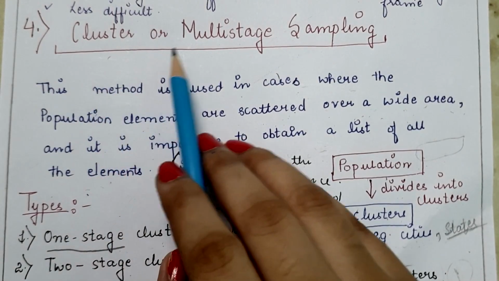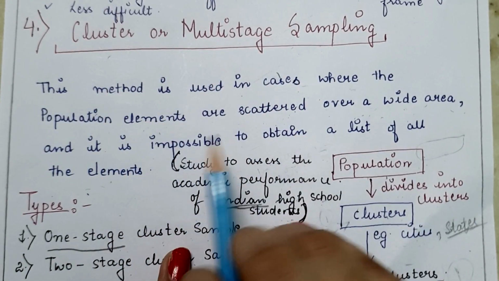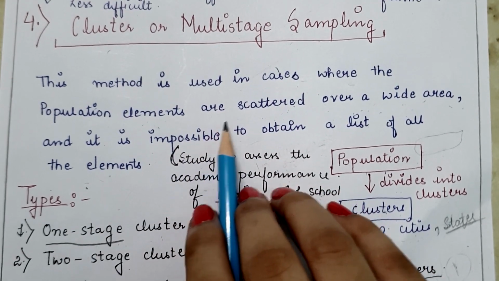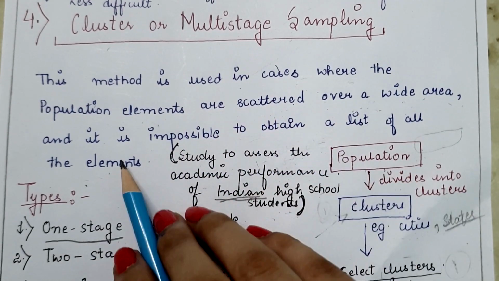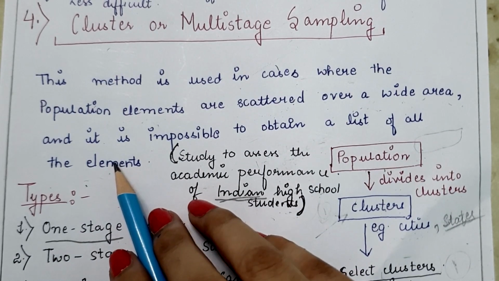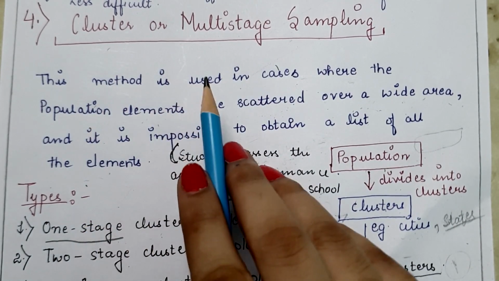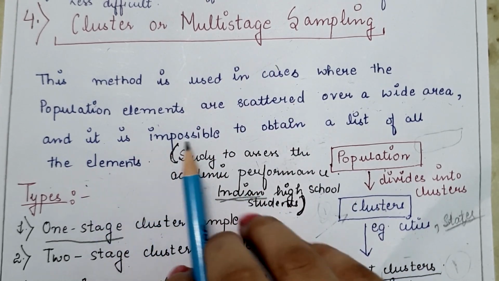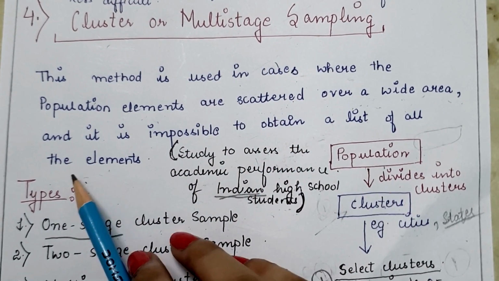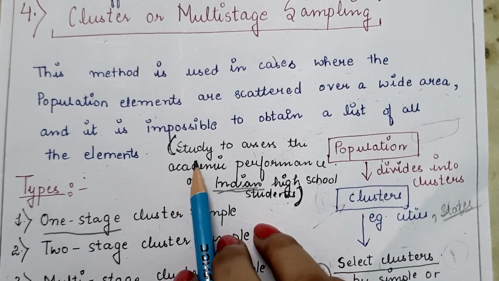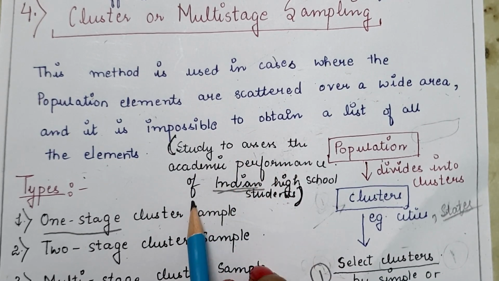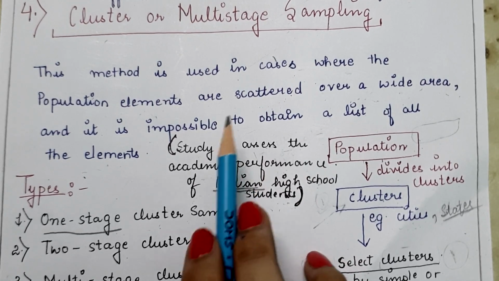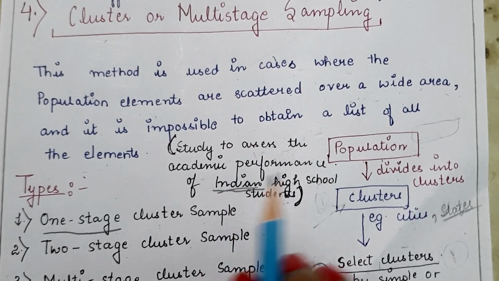Next type is cluster or multi-stage sampling. This method is basically used when the population elements, or the members of the population, are scattered or spread over a wide area. For example, the researcher conducts the study all over the country or all over the world, and it is impossible for the researcher to obtain the list of all the elements. For example, a study to assess the academic performance of Indian high school students. So in this, the researcher collects the sample from all over the country.